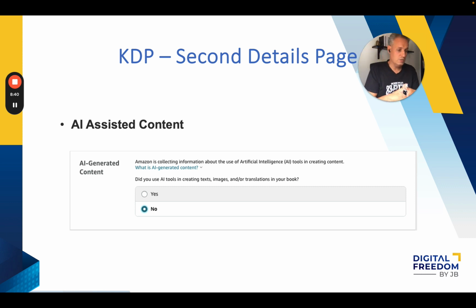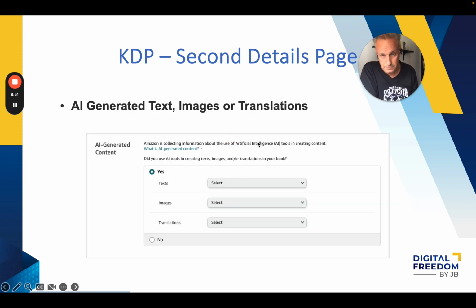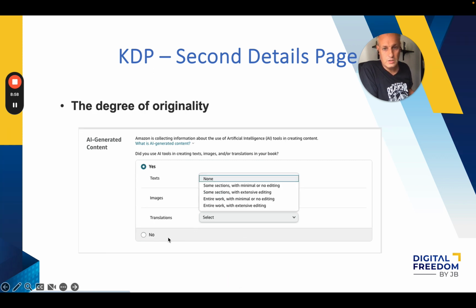But if you use ChatGPT to write the actual paragraph, the actual chapter, and you do a lot of editing, then you have to say yes. And then this opens. This applies to text, images and translations, and the options are the same for all three. First is none, then some sections with minimal or no editing, some sections with extensive editing, entire work with minimal or no editing, entire work with extensive editing.